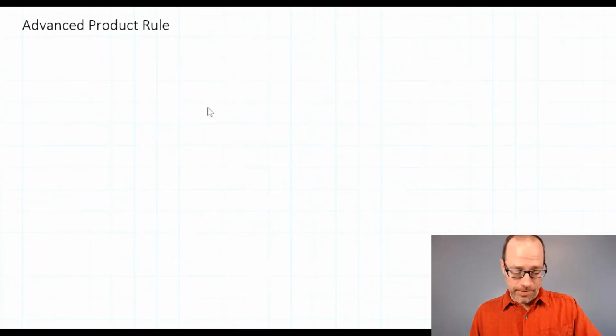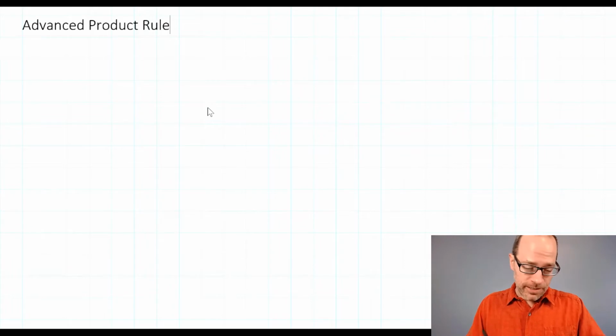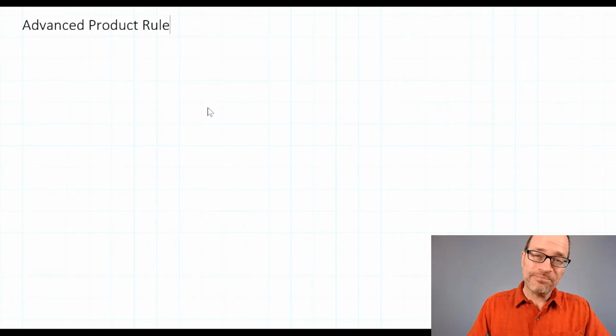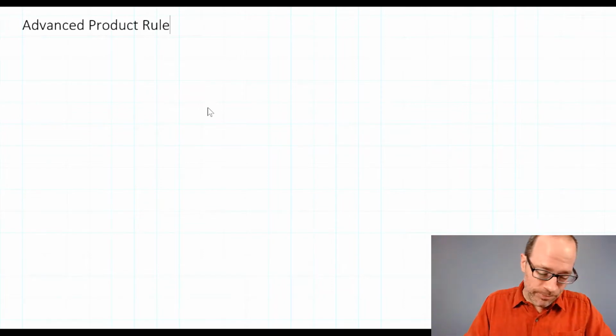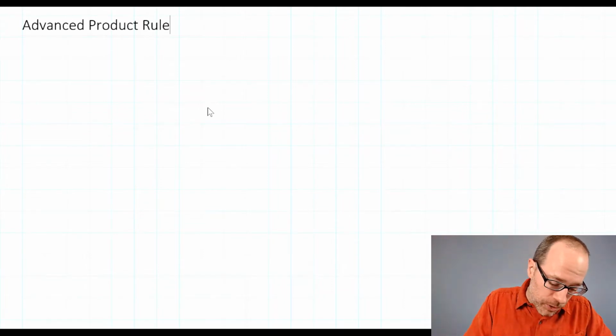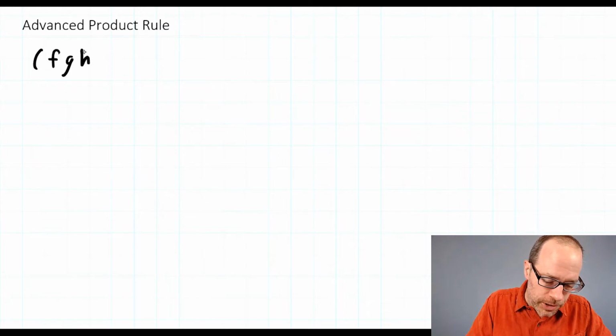All right, howdy. We're going to talk a little bit about a little more advanced version of the product rule. So, the product rule tells you how to do the derivative of the product of two functions, but what if you have three or more? So, let's find out. Suppose we have a function f, a function g, and a function h. And we want to know its derivative at x.